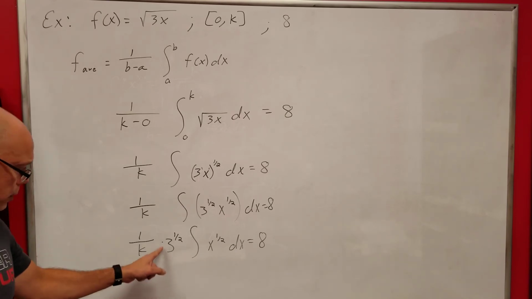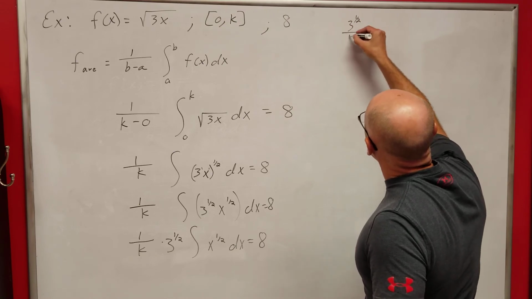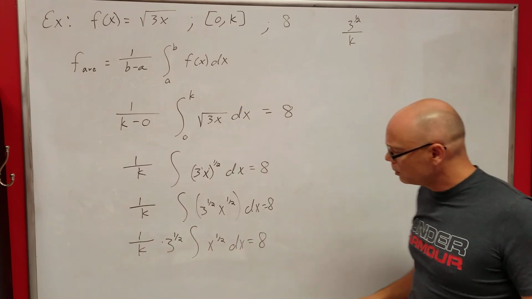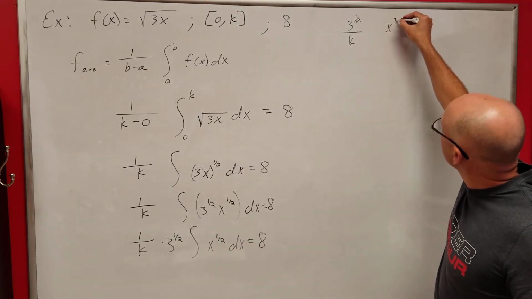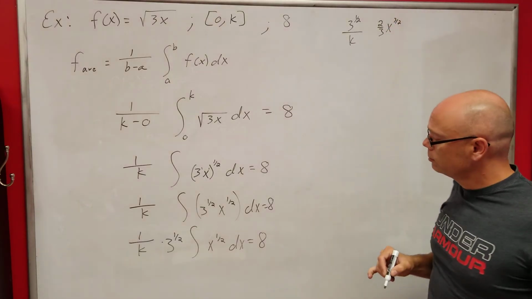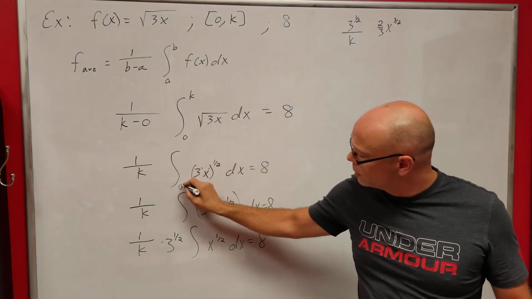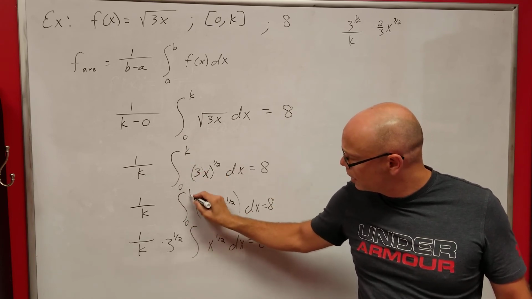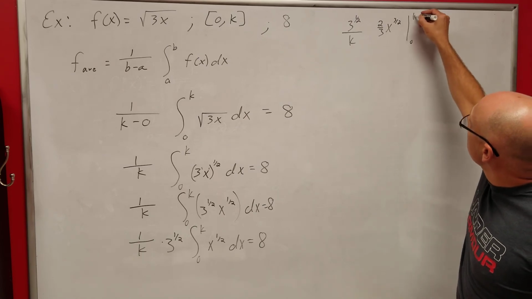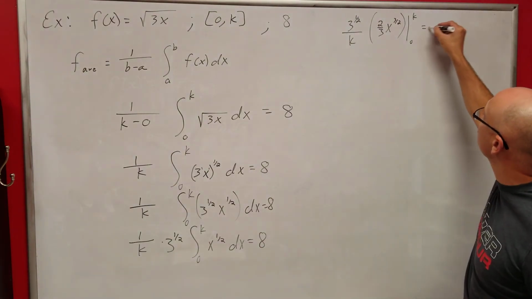So up front, I can put that 3 to the 1/2 over k. Let's take the integral right here. How do I integrate that? That's x to the 3/2 times 2/3, right? From what to what? Somehow I lost my limits of integration that were here. There were 0 to k. So then I run this from 0 to k, right? Should equal what? Should equal 8.